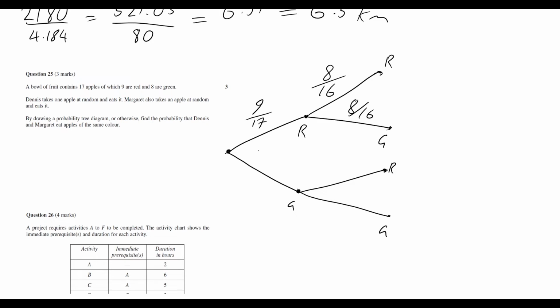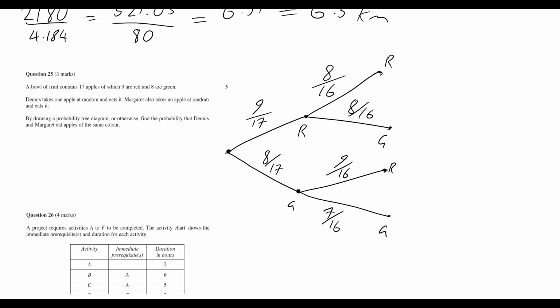And now we can start looking at the tree where Dennis initially took a green apple. The chance of him taking a green apple initially is 8 out of 17. If Margaret is to then pick a green apple, there's a chance of 7 out of 16, which means that for her to pick a red after Dennis has picked a green is now 9 out of 16. Okay, so now we have our complete probability tree diagram.